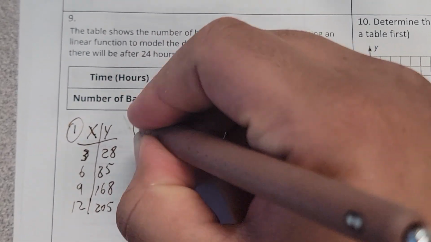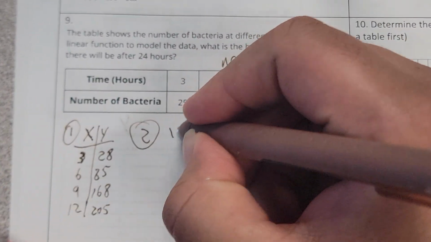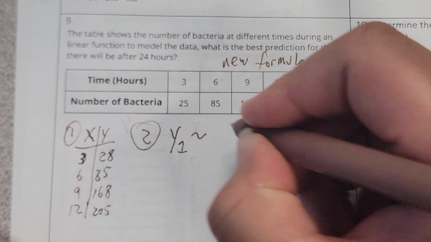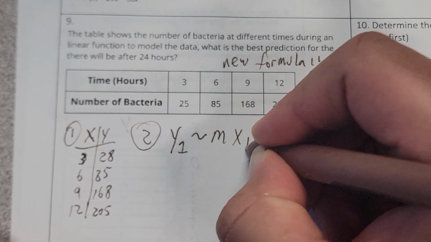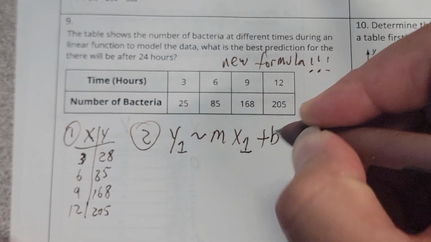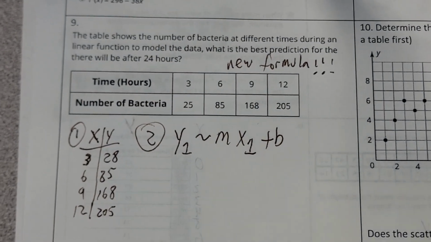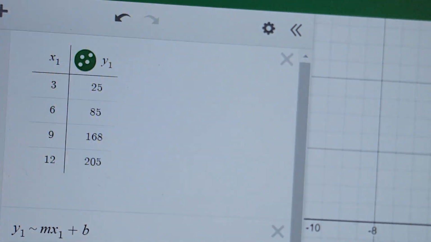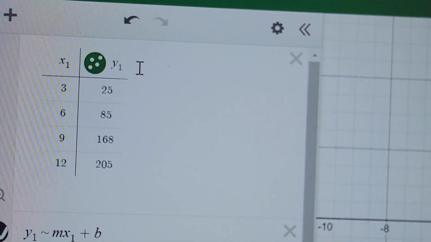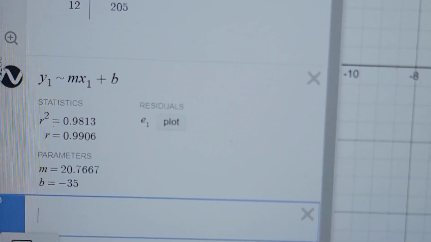Now on number 2, you still need your squiggly formula on this part. So y1 squiggly mx1 plus b. So that's the same. Okay, let me show you on the decimals. So if you look here, everything's the same. You put your y1, y2. Make sure it says y1, y2. Put your numbers, put your squiggly formula.